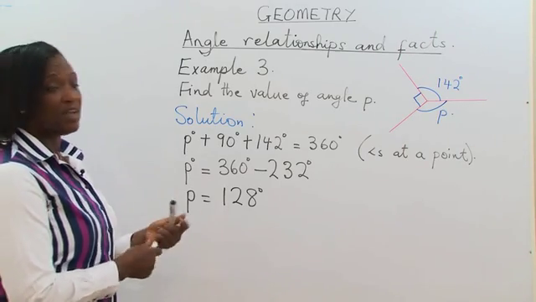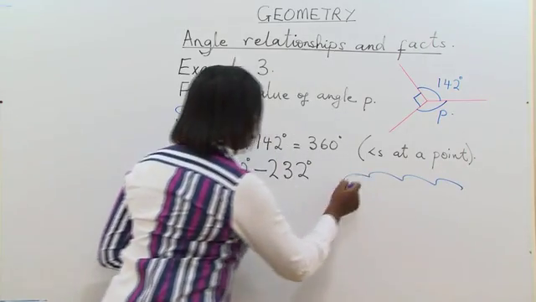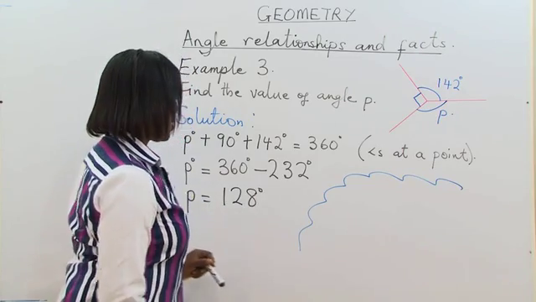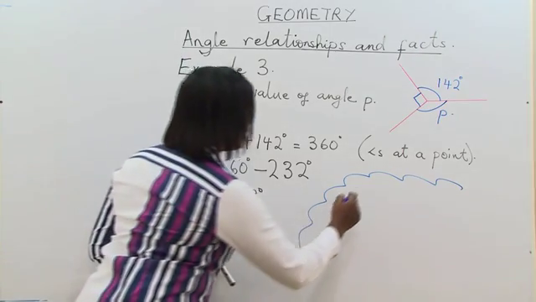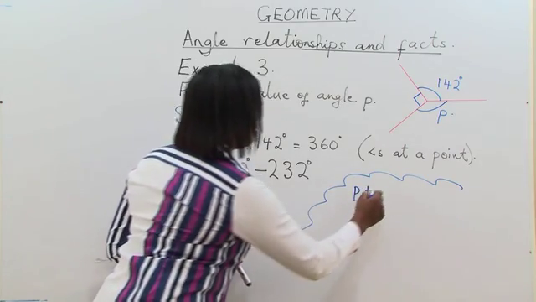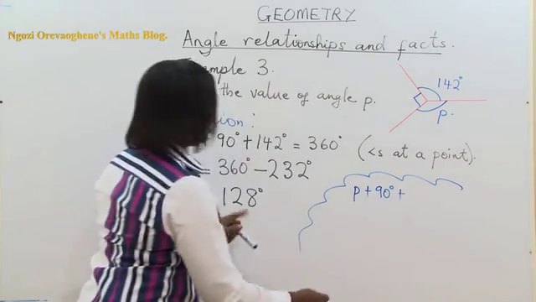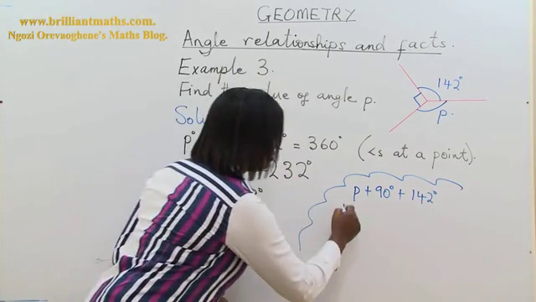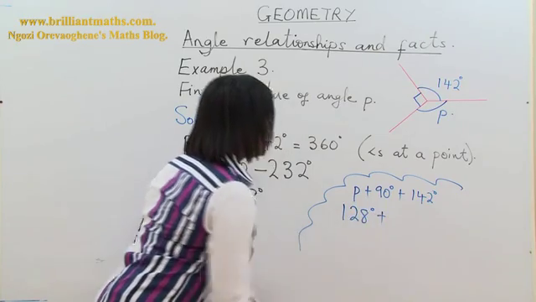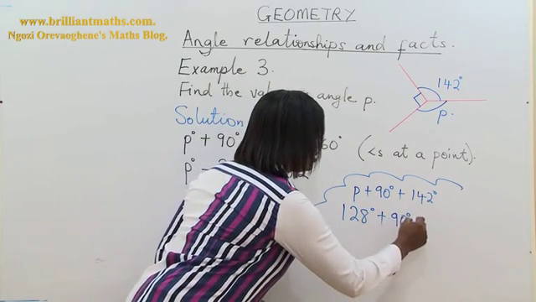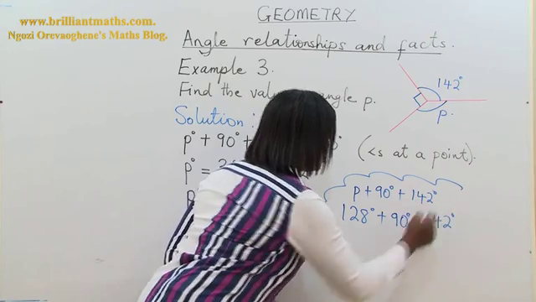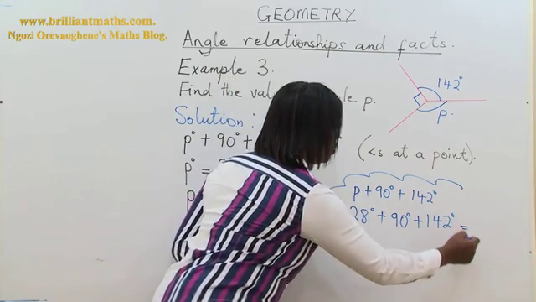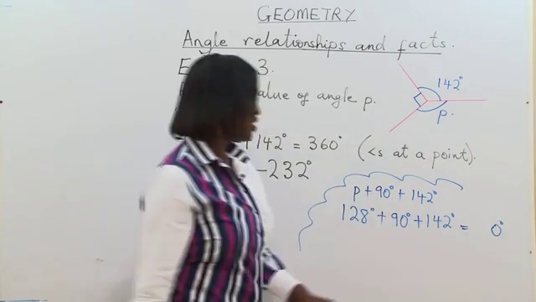Let's check to see if our answer is correct. Like I said before, make it a habit to always check your work. So we're saying that P plus 90 degrees plus 142. The value of P is 128. 128 degrees plus 90 degrees plus 142 degrees. What do we get? 8 plus 0 plus 2 will give us a 0 in the units place.